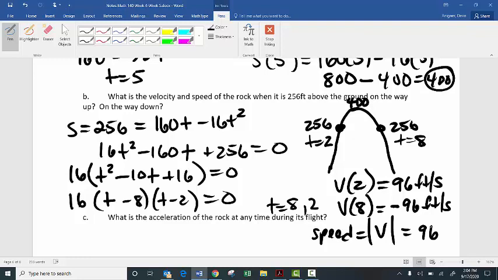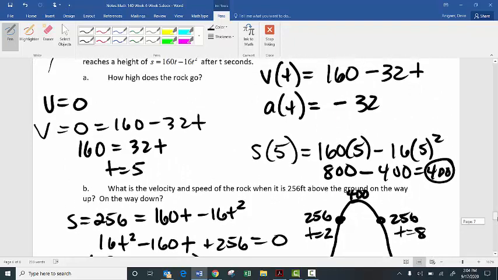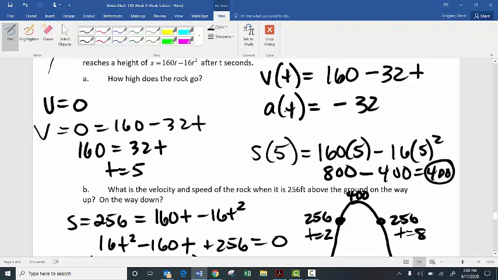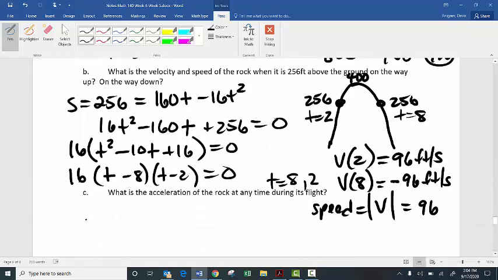So it says, what's the acceleration of the rock at any time? The acceleration function we figured out above, the acceleration is constant. You could see the acceleration up here is negative 32. So that would be the acceleration, and this is feet per second squared.